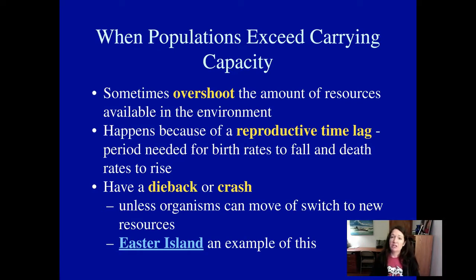Easter Island is a really good example of when human species exceeded their carrying capacity and they ended up having a complete crash, not just a dieback below carrying capacity, but a complete crash. So let's watch that video right now so you can kind of have an idea of what happens when humans exceed their carrying capacity.